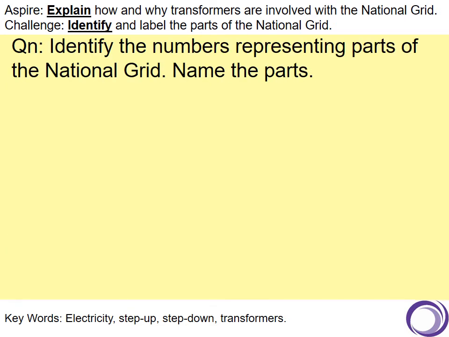Okay, what I'd like you to do is identify the numbers representing the parts of the national grid and name the parts. So just write the numbers 1 to 5 in your books and just be ready to name each part.